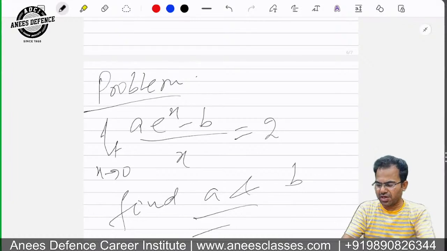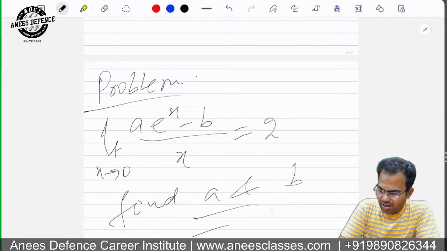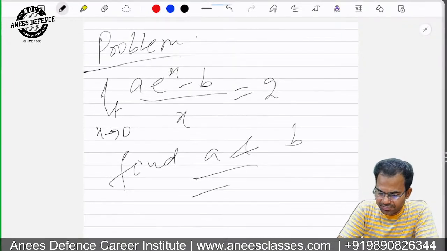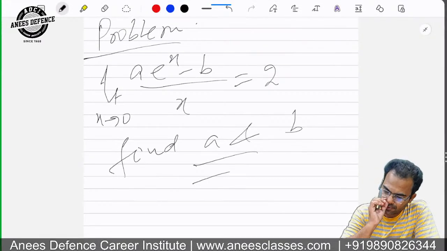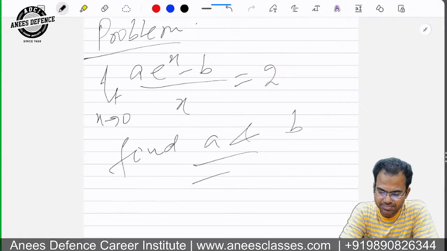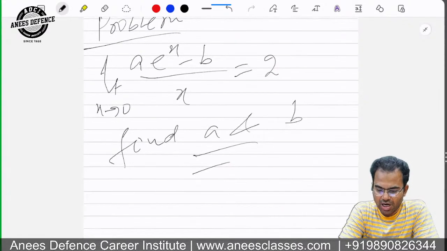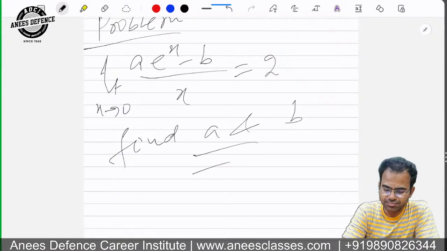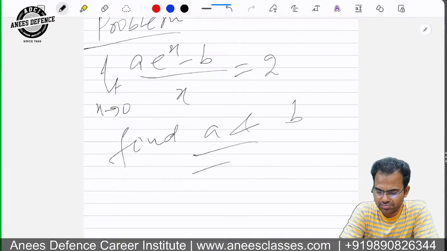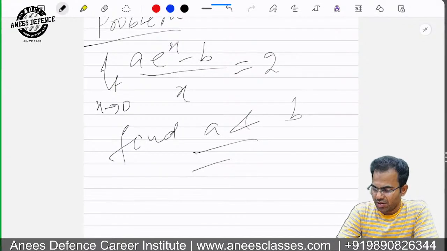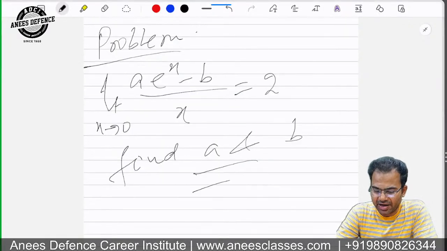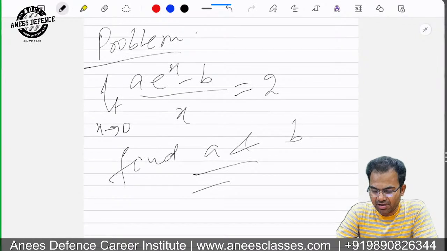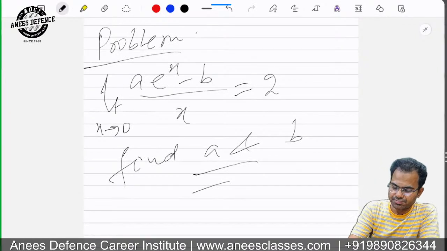A equal to 2, so B equal to 2, okay? A equal to 2, I think correct answer. How will we solve these questions? You only find A equal to 2. I have to find A and B. Both A and B are equal, okay?